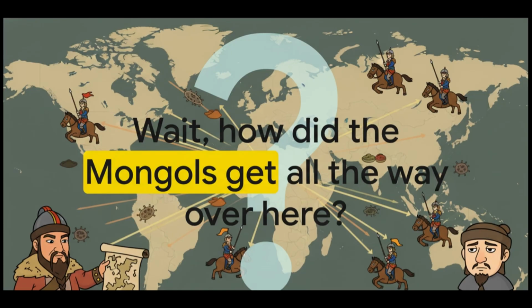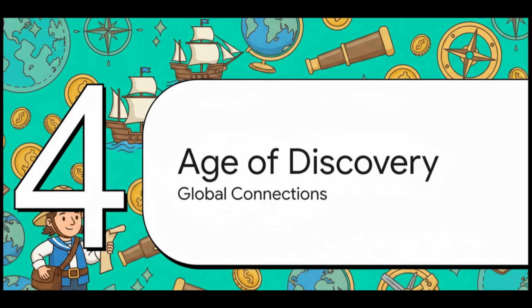Genghis Khan conquered twice as much land as Alexander the Great, and then his successors doubled that territory again. They completely reshaped the world, opened up these vast trade routes. But they also inadvertently helped spread the devastating Black Death straight into Europe. Which sets the stage perfectly for Section 4, the Age of Discovery.